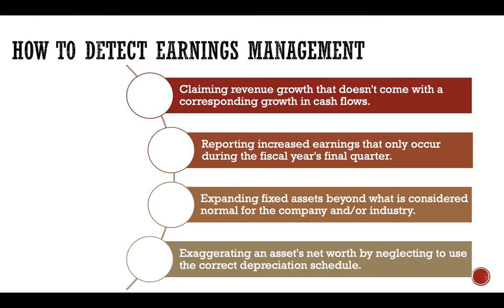Here are some signs a company might be using earnings management techniques to distort its financial statement figures: claiming revenue growth that doesn't come with a corresponding growth in cash flows, reporting increased earnings that only occur during the fiscal year's final quarter, expanding fixed assets beyond what is considered normal for the company and its industry, and exaggerating an asset's net worth by neglecting to use the correct depreciation schedule, and many more.